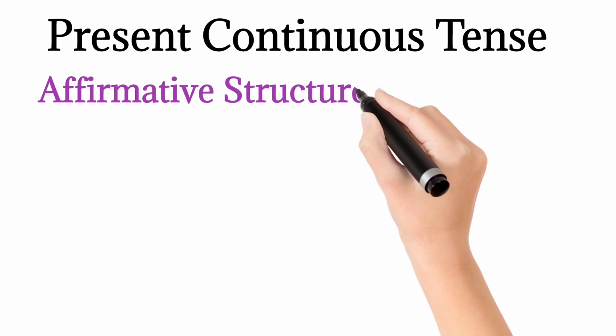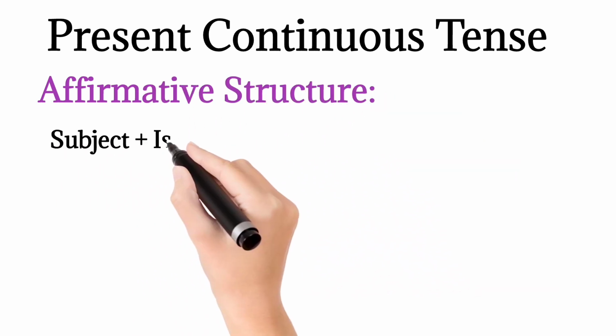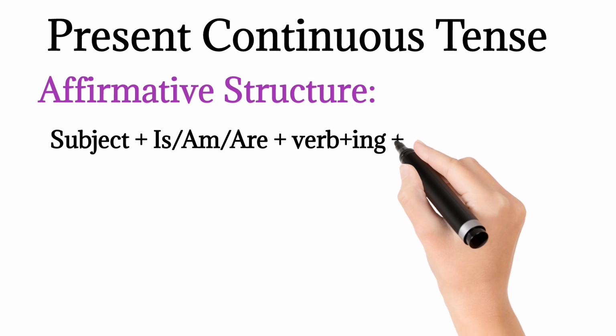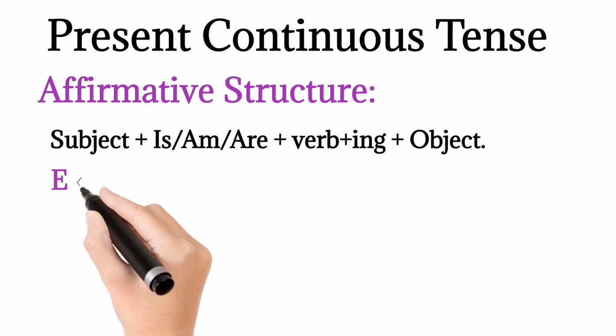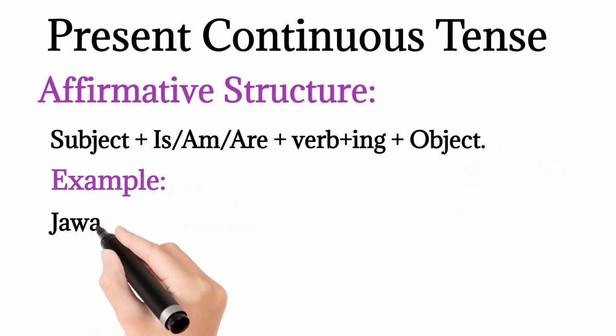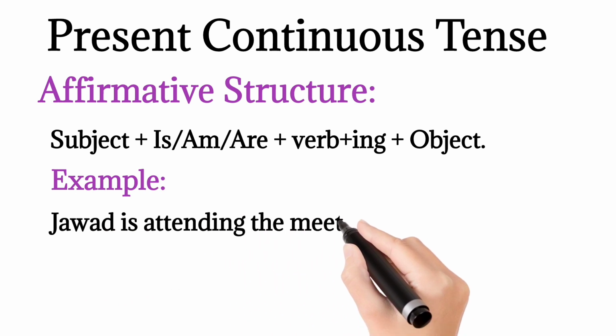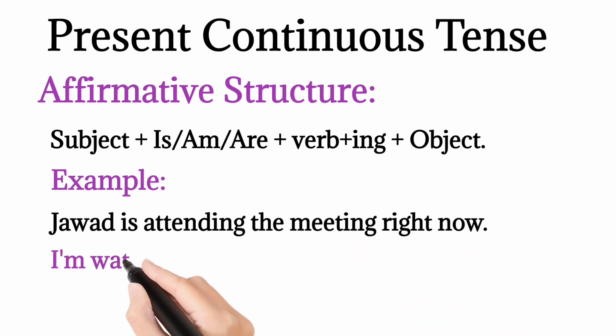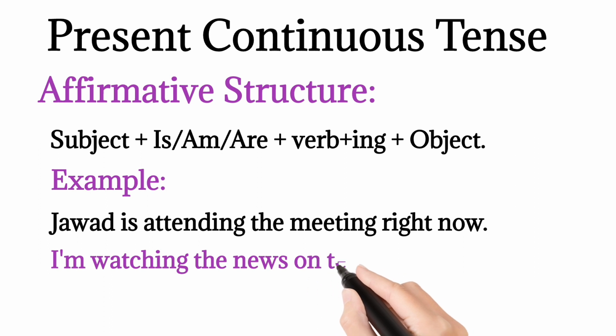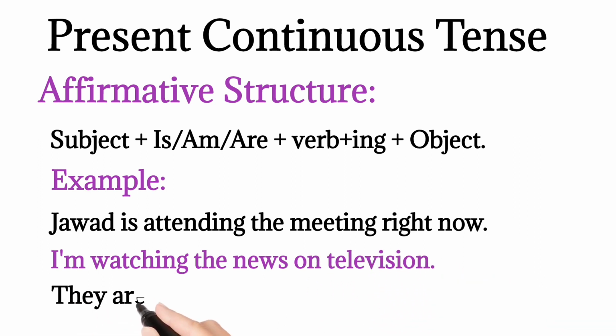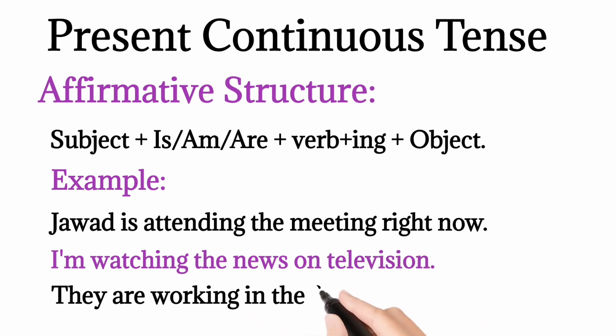Affirmative structure for the present continuous tense. Subject, helping verb is, am, or are, base form of verb plus ing, object. For example, Jawad is attending right now. I'm watching the news on the television. They are working in the field.